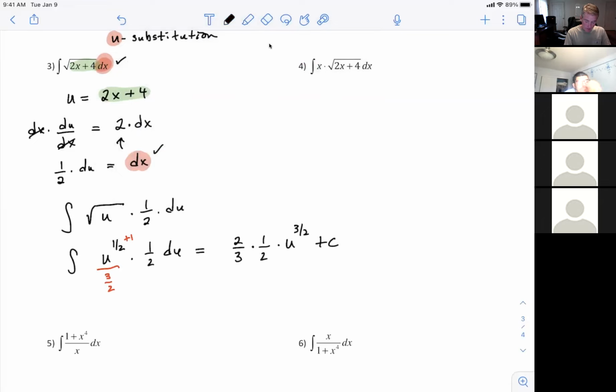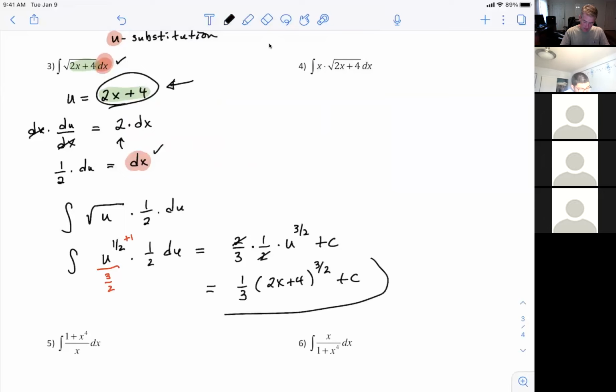And then there's only one last step to do, and that is the 2 and this 2 are going to cancel each other out, so it leaves 1/3. And then replace u with the 2x plus 4. So 2x plus 4 is to the 3/2, and then plus c, and then that is the final answer.